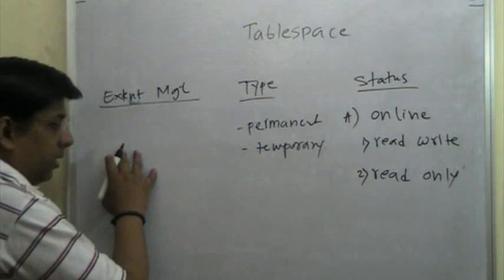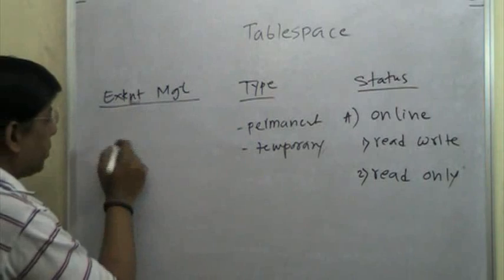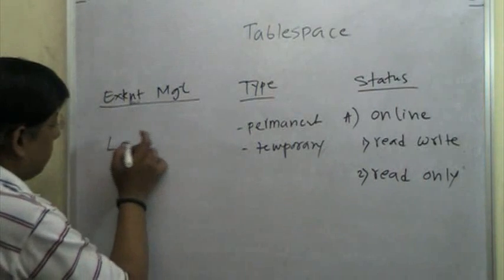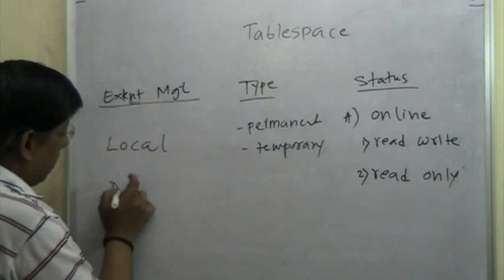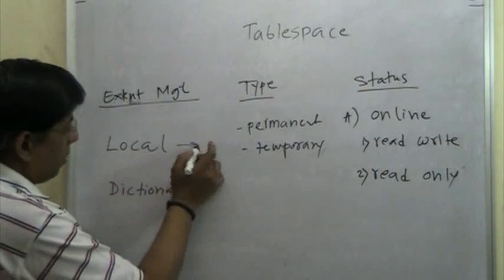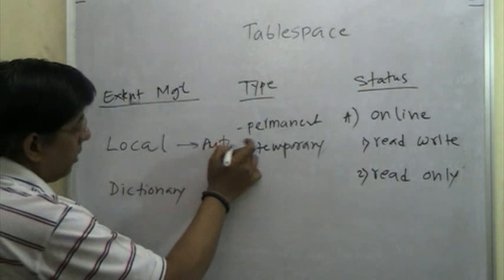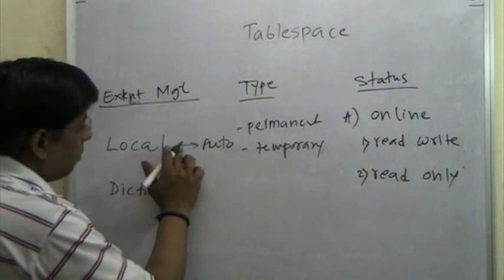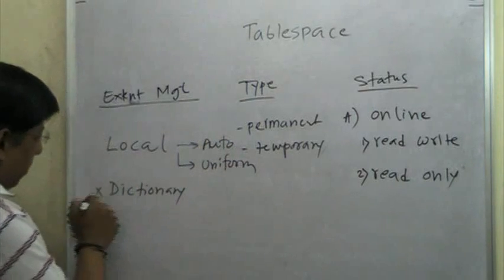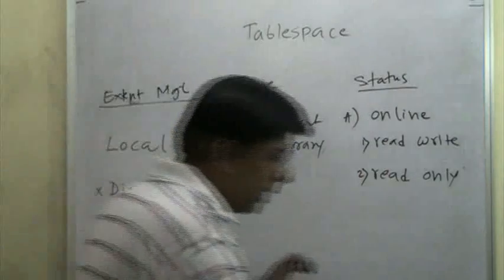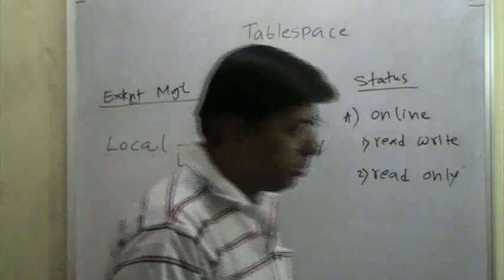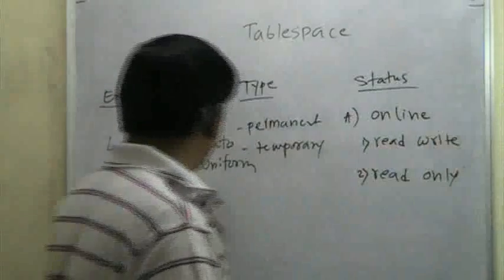Also, this is the extent management. The extent management is local and dictionary. Within local you have automatic, and another one is uniform. I'm not going to talk about dictionary at all, so I will erase the dictionary management from there. Now, within the locally managed tablespace, extent management is automatic and uniform.